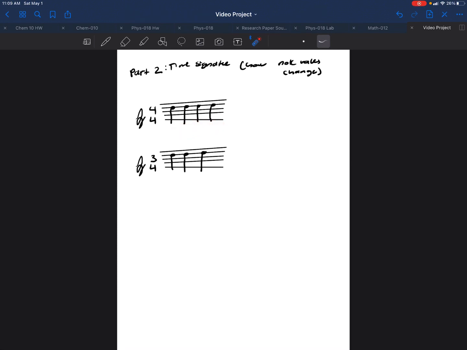Similarly, in 3/4 time, there are 3 beats in the measure. And with the bottom number being 4, that means the quarter note gets the beat. So 1, 2, 3 quarter notes.